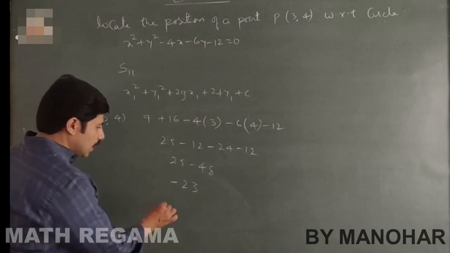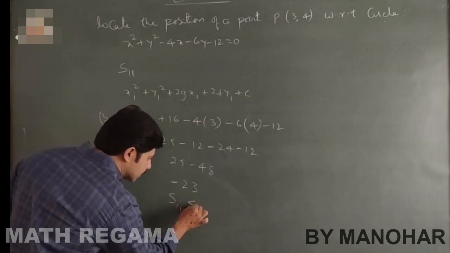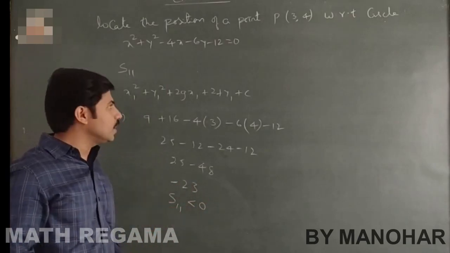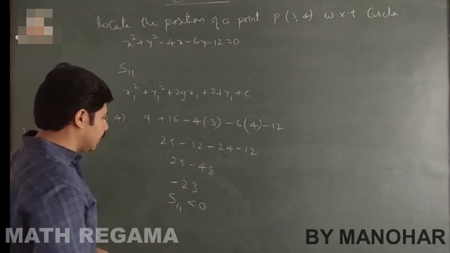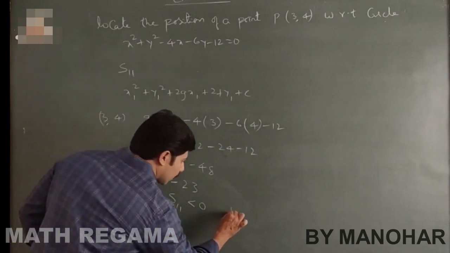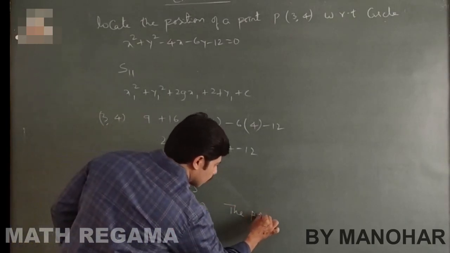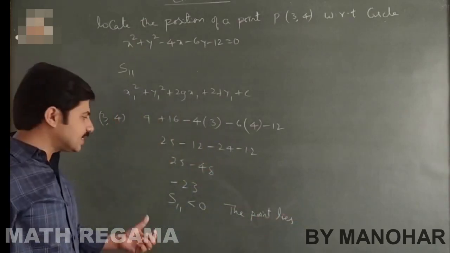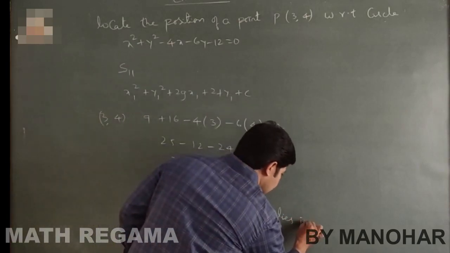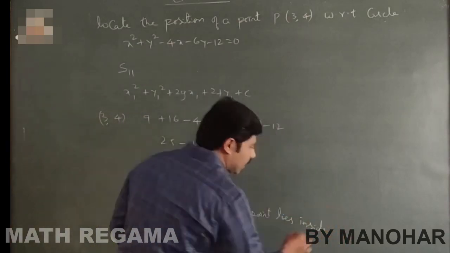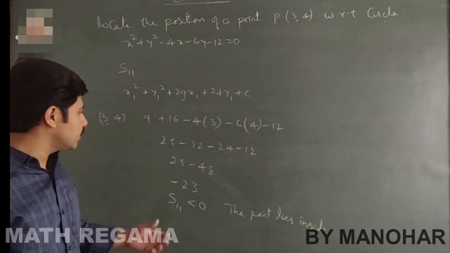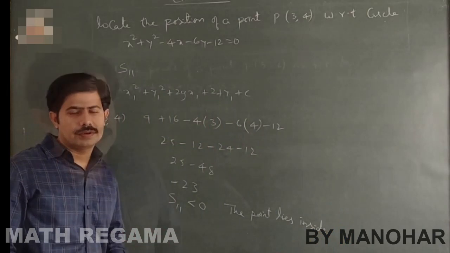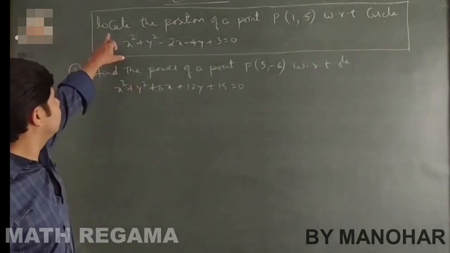So clearly S11 is less than 0. Then what is the position of the point? We say the point lies inside the circle, because we got S11 less than 0. That's all, complete. Similar problem, you try this problem.